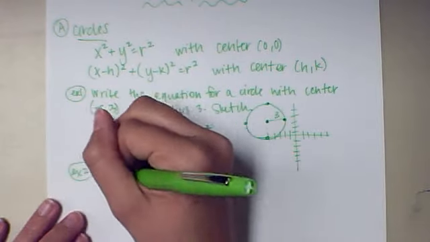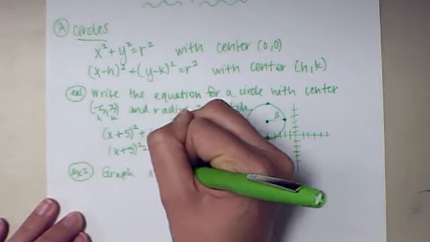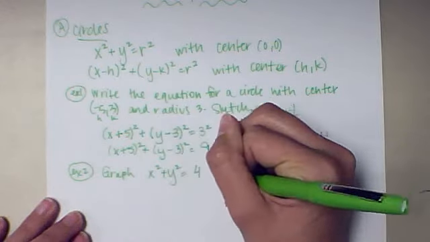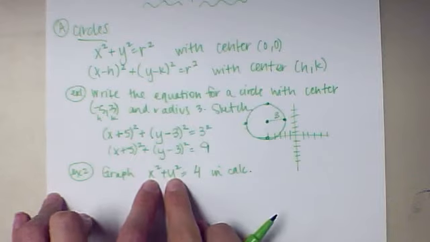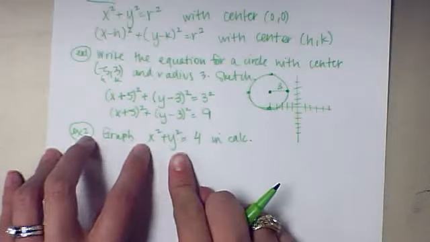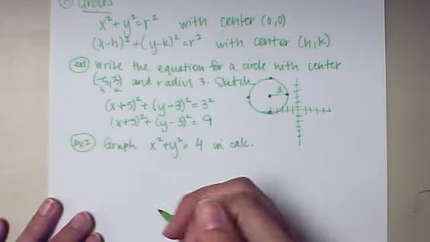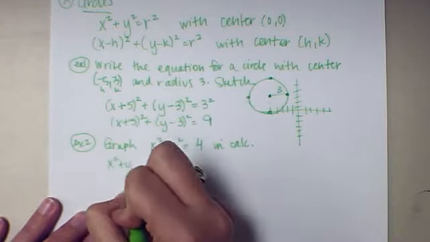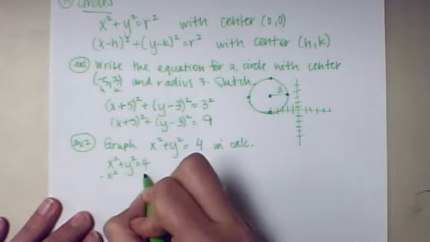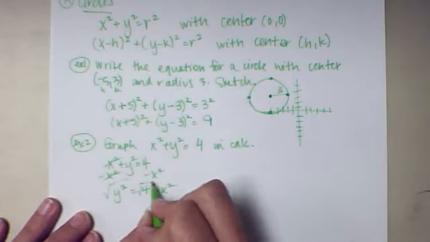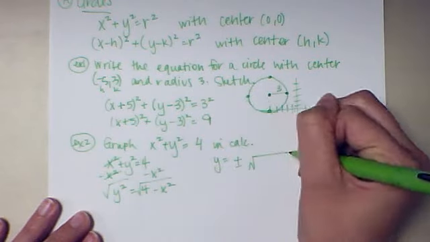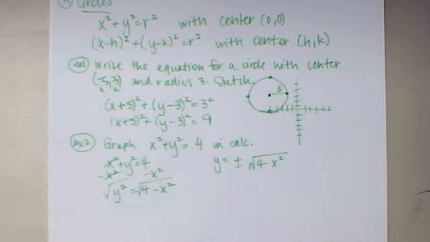Example 2 on circles. I want you to graph x squared plus y squared equals 4 in your calculator. And you should notice here that there's nothing being multiplied by x or y, so there's nothing inside of a parenthesis, so the center is 0, 0. To be able to graph something in my calculator, I want to get it to where it says y equals, because there's no way to type in y squared. So if I do that with this, I'm going to start by subtracting x squared from both sides. And then I'll have y squared equals 4 minus x squared. Take the square root of both sides, and that's y equals plus or minus the square root of 4 minus x squared. When I put that into my calculator, I need to do both pieces to be able to get the plus or minus. So let me show you what that looks like.